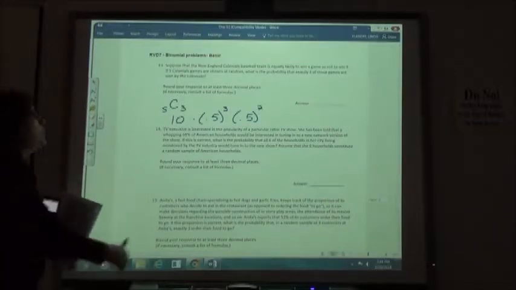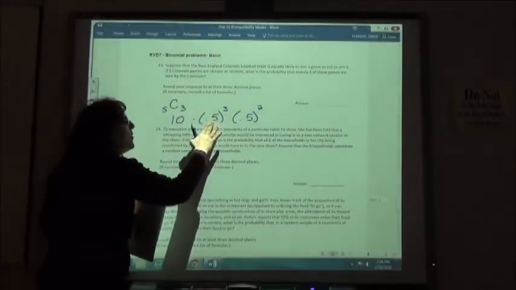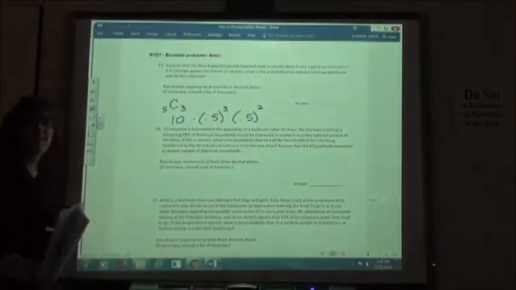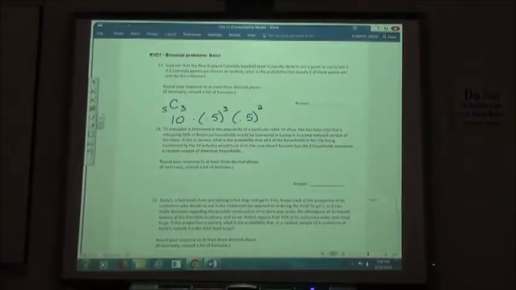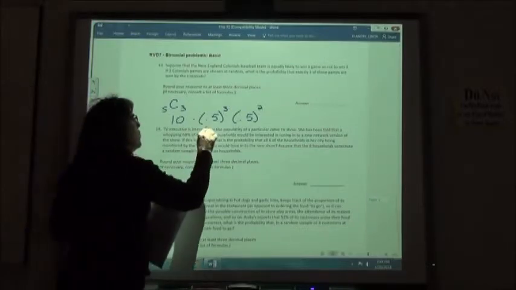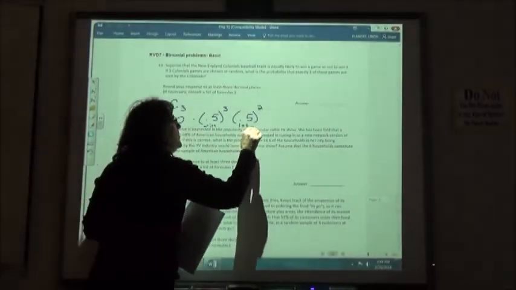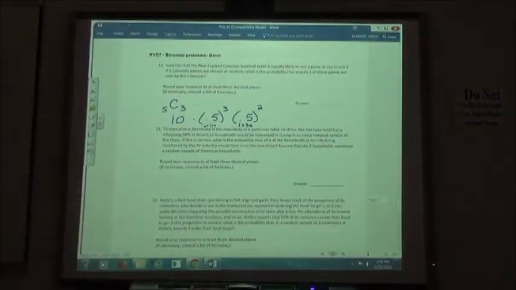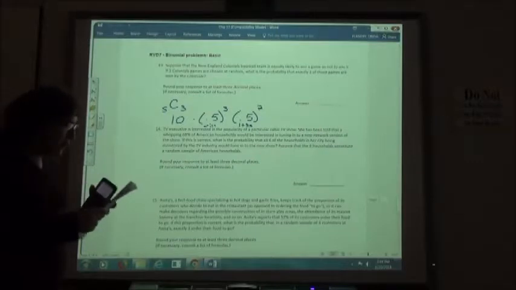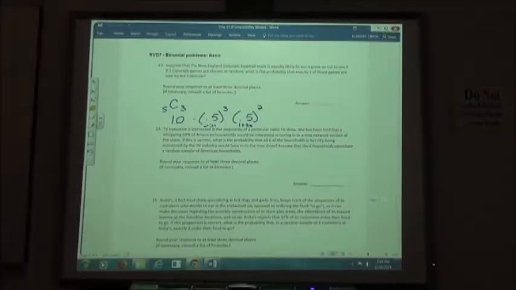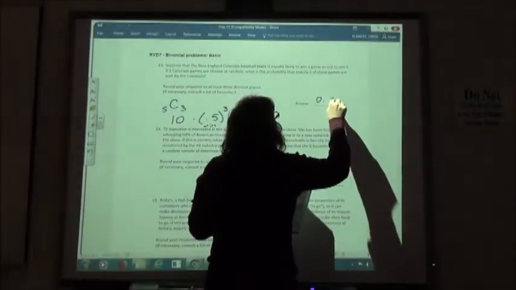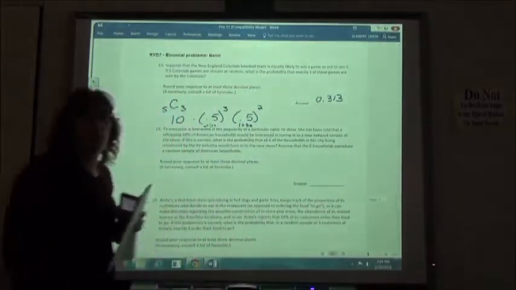And so that's what we're going to do, we're going to take 10 times 0.5 to the third times 0.5 to the second. Win, lose. And we are rounding these off to 3 decimal places again. 0.313, yep, 0.313.